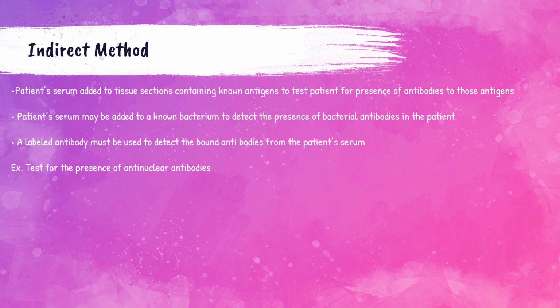In the indirect methods, a patient's serum, so blood, is added to tissue sections that have known antigens. This tests the patient for the presence of antibodies to those specific antigens. An example of this is to test for anti-nuclear antibodies. Anti-nuclear antibodies are those that attack the nucleus of a cell. Presence of these indicate an autoimmune disorder. A labeled antibody must be used to detect bound antibodies from the patient's serum.